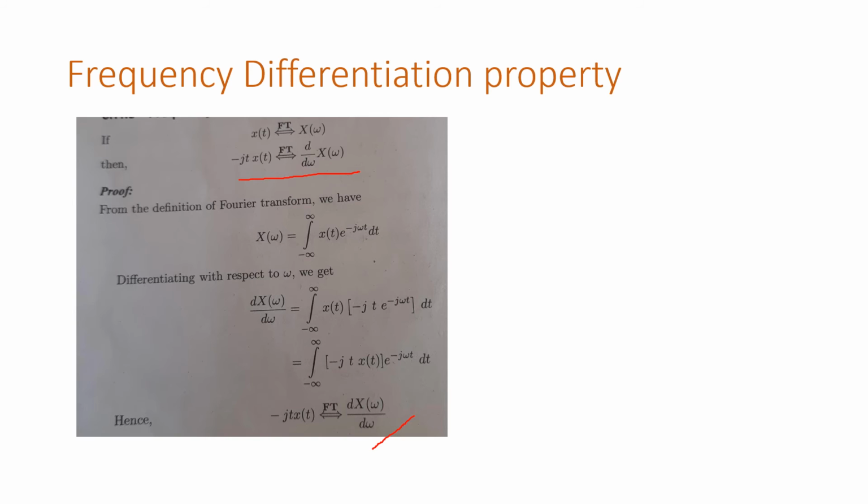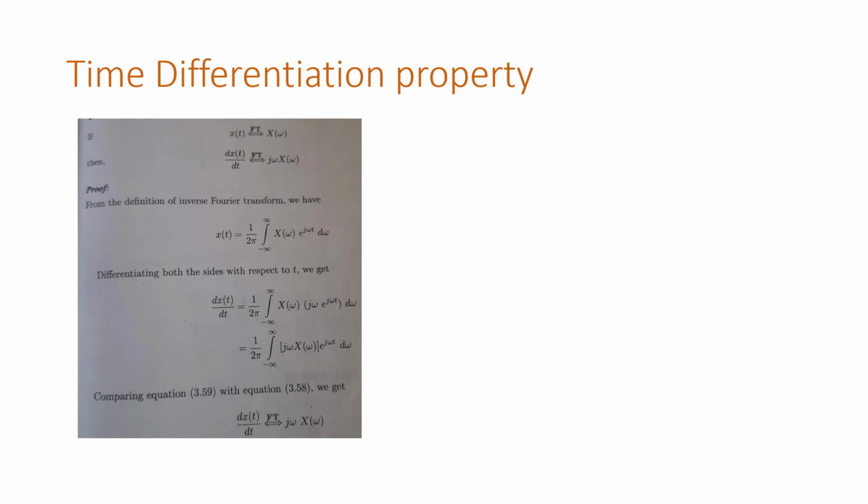Moving on to the next property, time differentiation property. I have considered the input as differentiation of x of t with respect to t, and by applying the Fourier transform to this signal, I have got the output as j omega x of omega. Further, the proof is shown here.